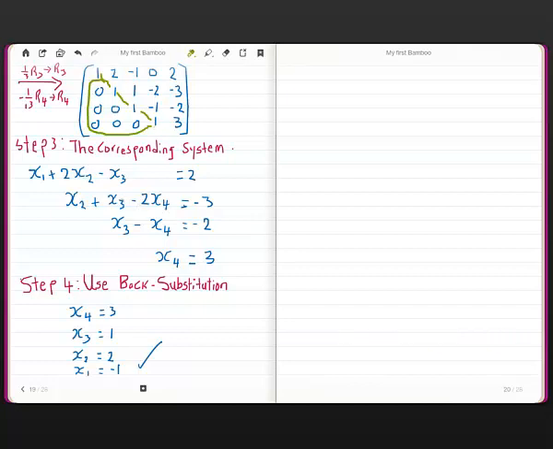So the system would be x1 plus 2x2 minus x3 equals 2, x2 plus x3 minus 2x4 equals negative 3, x3 minus x4 equals negative 2, x4 equals 3, and we can solve by back substitution, starting with x4, and then solving for x3, solving for x2, solving for x1, and our answers would be 3, 1, 2, negative 1, respectively. So that is an example of an REF.